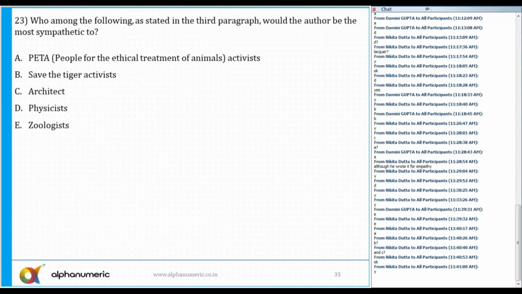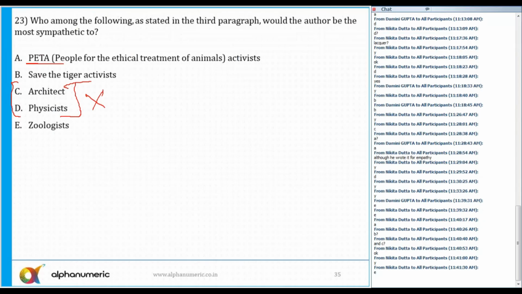Now coming to 23, who among the following, as stated in the third paragraph, would the author be the most sympathetic to? The author believes that architects and physicists have nothing to do with the study of animal behavior. Now, PETA activists and Save the Tiger activists will hinder the study of animal behavior. So he's not going to be sympathetic to them. He wants to study human behavior. So I think zoologists are the people who will help him in his study. Okay? Did you understand?